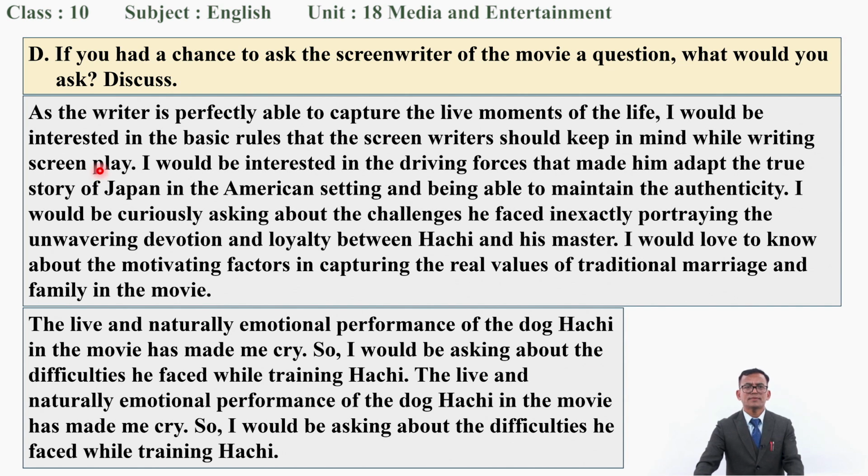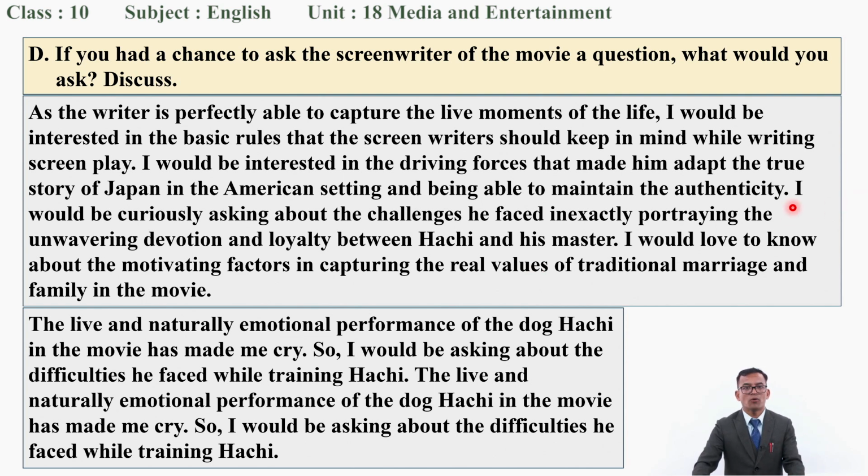All right. As the writer is perfectly able to capture the moments of life, I would be interested in the basic rules that the screenwriter should keep in mind while writing a screenplay. I would be interested to know about the driving forces that made him adapt the true story of Japan into American settings, and what may be the reasons behind it. Still the authenticity of the real story is maintained in the movie, and again it adapted the Japanese scene into an American setting. So what may be the driving forces?